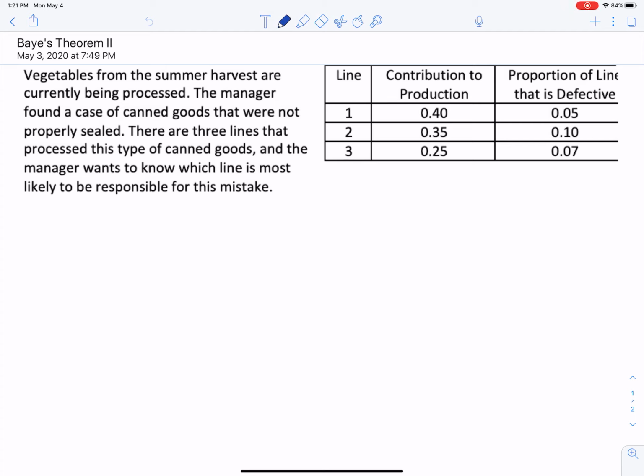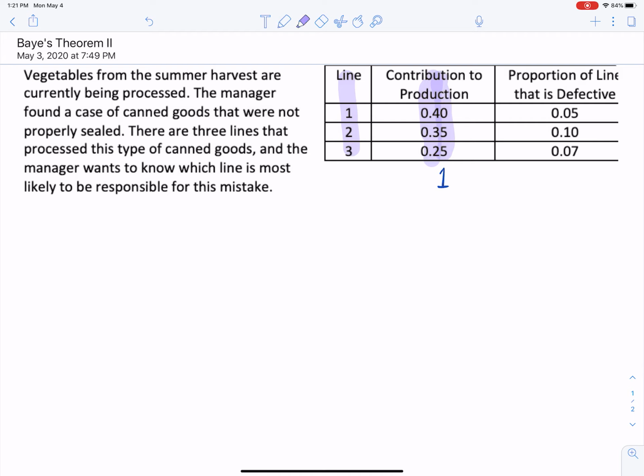Okay, so what we're going to do is look at another application of what's called Bayes' theorem. Here we have three lines of canned vegetable sealers, and this column tells me how much each line contributes to the entire production line. Naturally, notice that those add up to 1, as they should. Otherwise, there's either missing information or too much information, right?